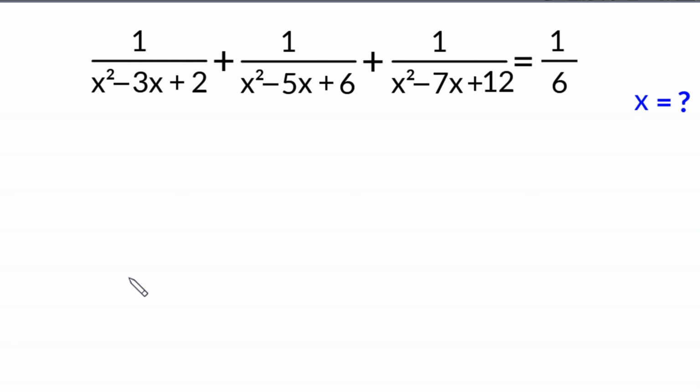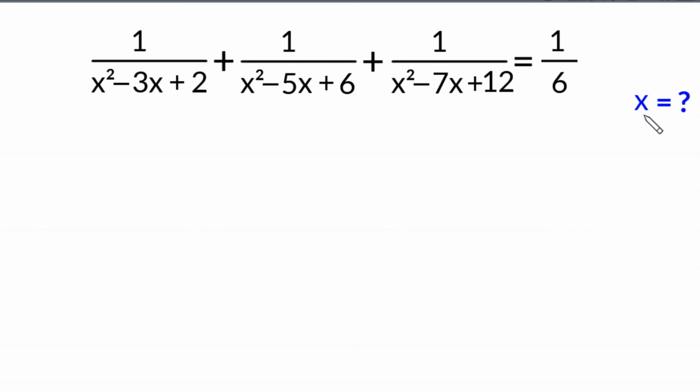Hello everyone, welcome to how to solve this very nice algebra equation: 1 over (x squared minus 3x plus 2) plus 1 over (x squared minus 5x plus 6) plus 1 over (x squared minus 7x plus 12) equal to 1 over 6. Our job is to find all possible values of x.